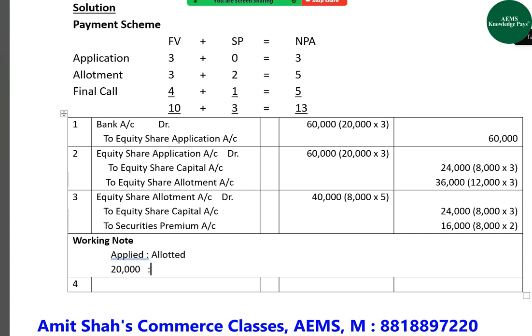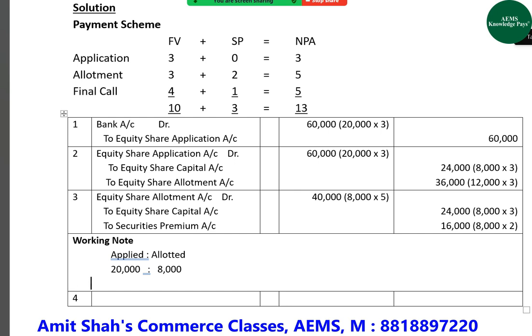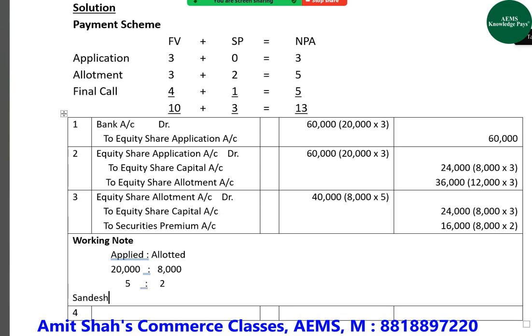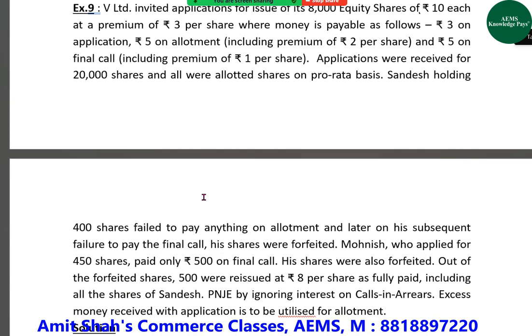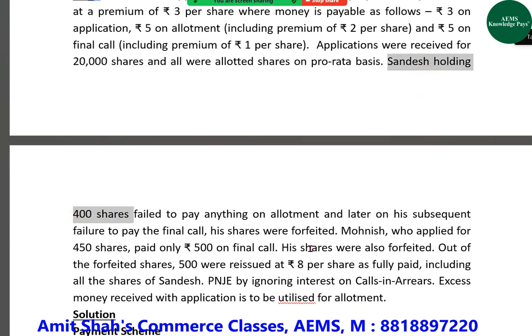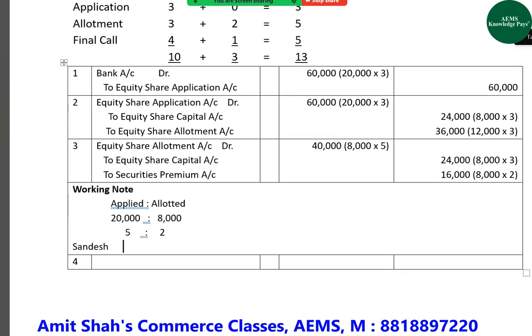Applied versus allotted is in the ratio of 20,000 to 8,000, that is 5 to 2. Sandesh has been allotted 400 shares because he is holding 400 shares. So we'll write 400 below 2, and now we'll find how many shares he applied for. That is 400 divided by 2 multiplied by 5, that is 1000 shares. Correct, guys? Yes, sir.